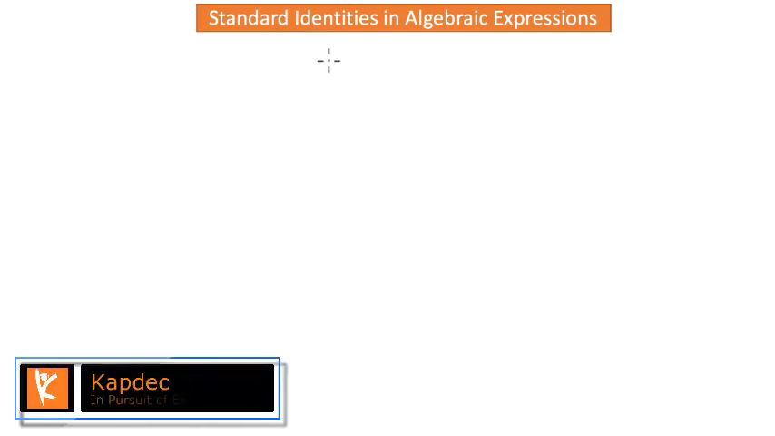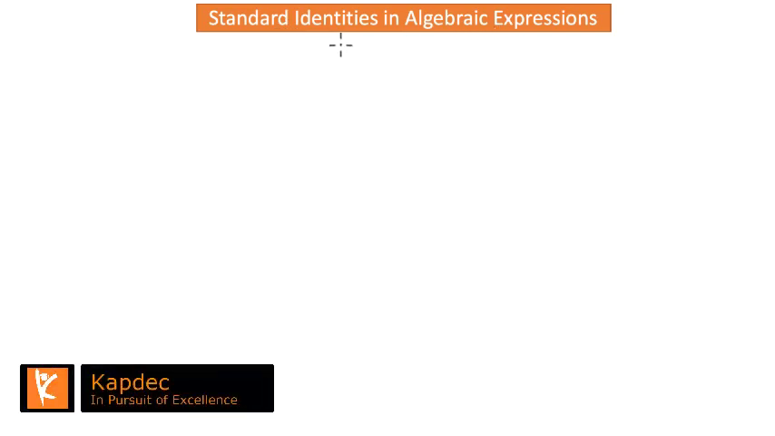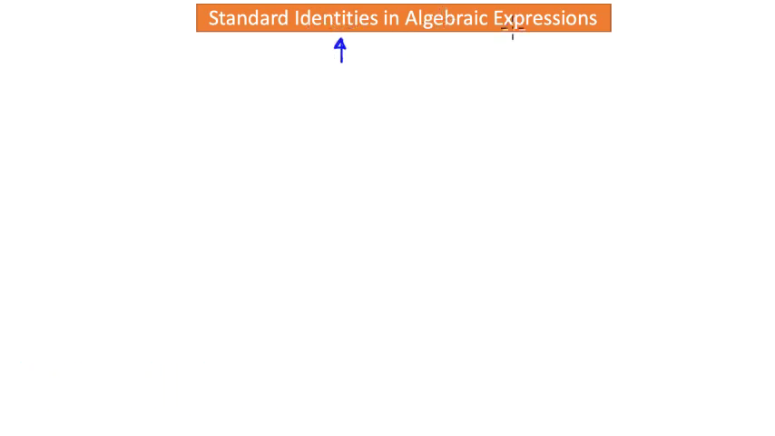What is a standard identity in algebraic expressions? And more importantly, before we even learn the standard identities, we need to understand the concept of identities in algebraic expressions. Okay, so let's say we consider a case that we have two expressions. One is x plus 1 in multiplication with x minus 3, and then we have x square minus 2x minus 3.